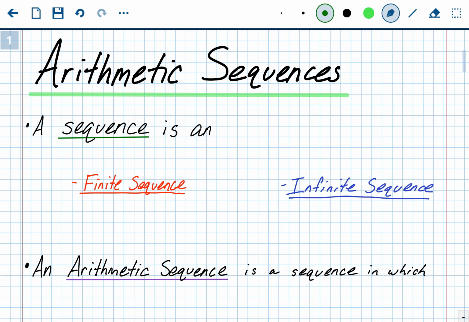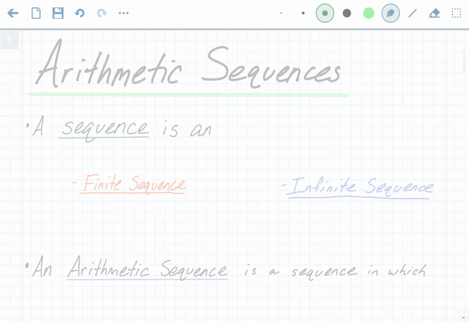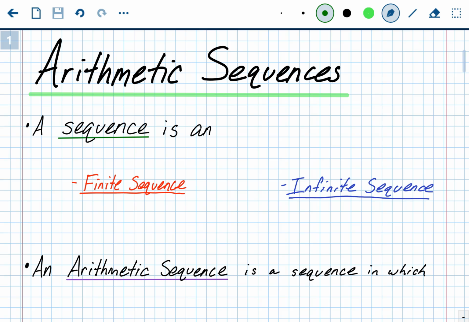Okay, so today we're going to talk about arithmetic sequences. Arithmetic sequences are kind of our first application of linear equations that don't really involve using lines. It is a linear equation and it uses linear equations, but we never really see it graphically. Well, first we're going to start with some definitions.